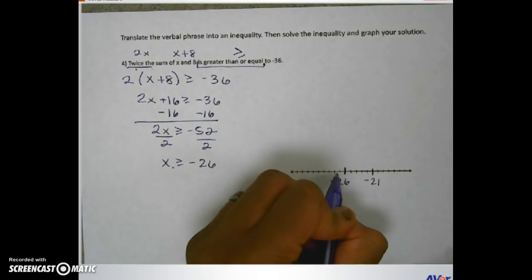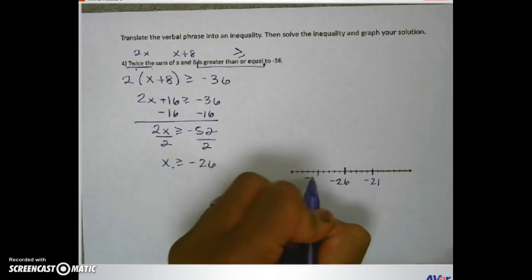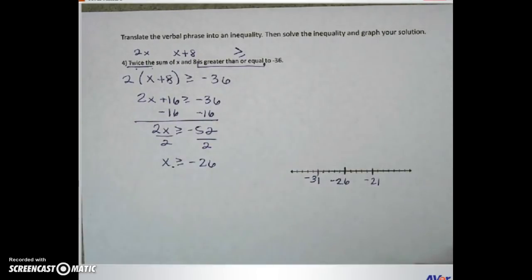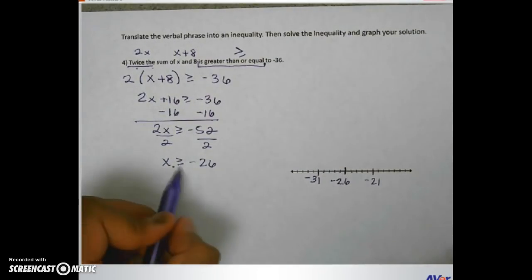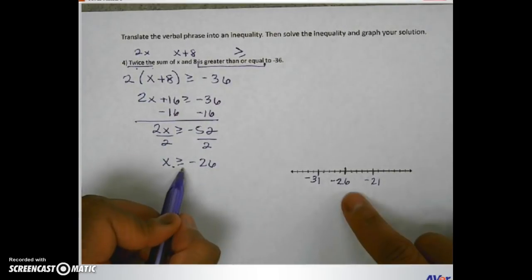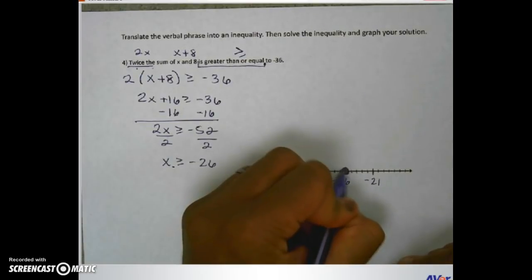And then let's go the other way as well. 27, 28, 29, 30, 31. I just need a couple points that show me that you do actually know how to graph these. Open or closed at negative 26? If you said closed, you are correct because it's equal to. So I'm going to have a closed circle there.